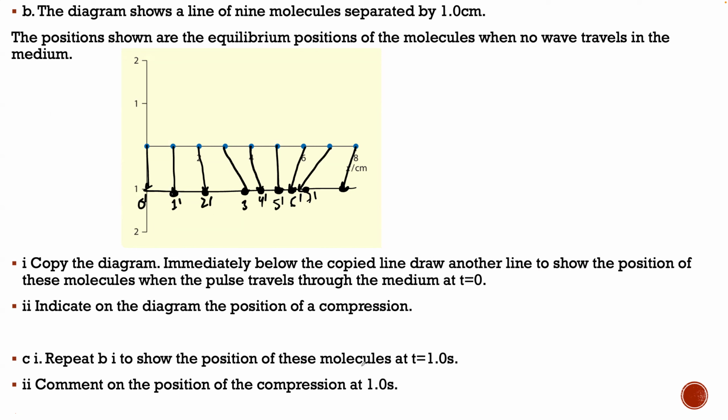Comment on the position of compression at t equals 1 second. Where is the compression now? You can see all the particles have come closer here. So now the compression is also shifted by 1 centimeter. Now it is at 5 centimeters. That's the compression region. The main position of the compression is a compressed region, a position.